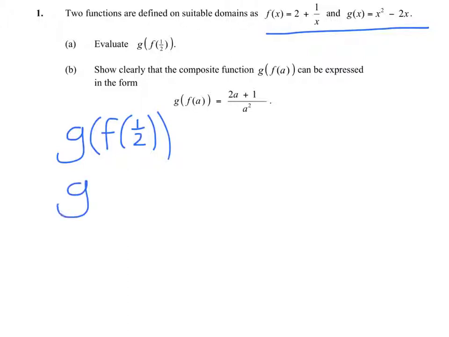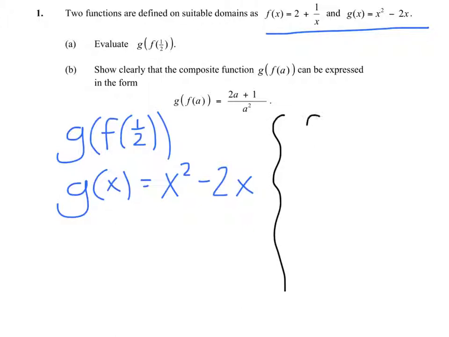So first thing I'm going to do is write down the g of x function that we're given at the top. And what we want to do here is substitute the f function into that, and into the f function we want to put 1/2. So we'll do a little bit of working over the side first of all, and we will work out what the function f of 1/2 is equal to.